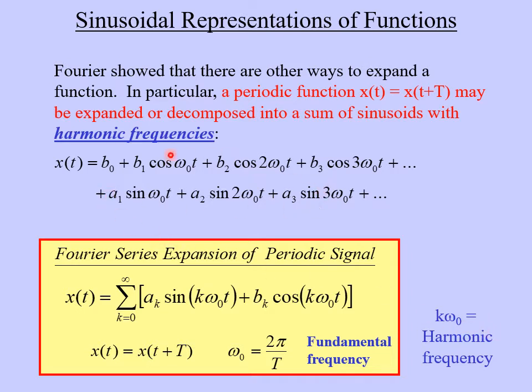So we can write this in a little bit more compact notation by using a sigma notation here, the sum sign. And this is the Fourier series expansion of a periodic signal. So our signal x of t can be written as an infinite sum of sines and cosines, where you can see the frequencies are k times omega naught, starting with k equals 0 and going to infinity.